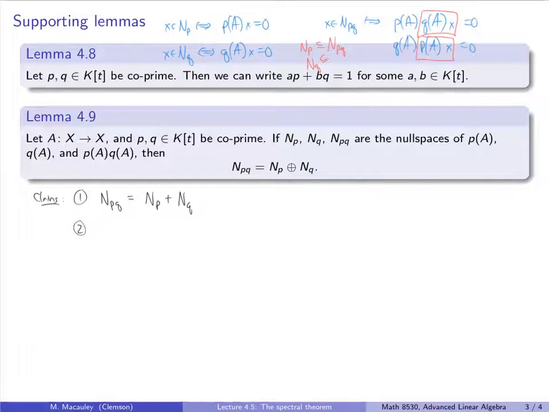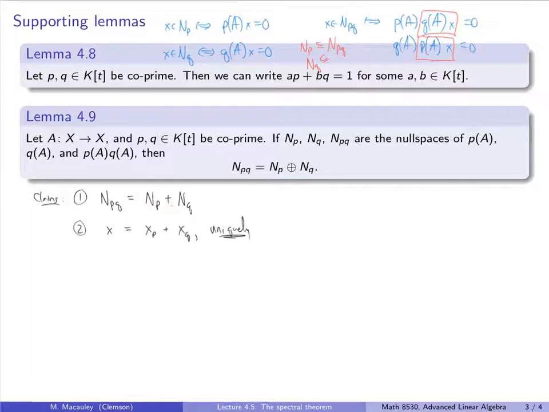So let me say that. Everything in NPQ can be represented as a sum of xP plus xQ, where xP is in NP, xQ is in NQ. Well, this we get from the previous part, but what's new here is this uniquely part. So this decomposition is unique. So we will show these one by one.